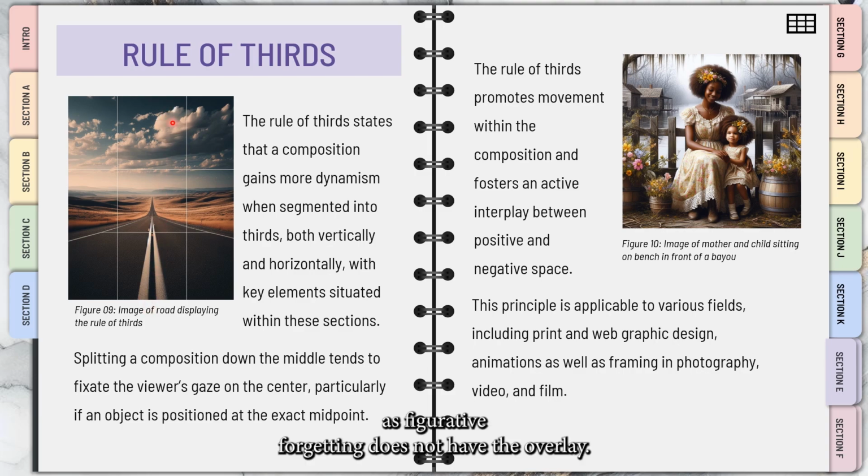As well as Figure 10. Figure 10 does not have the overlay of the rule of thirds. However, you can see it in the image. This image is of a woman and her child sitting on a bench in front of a bayou. So let's imagine that the rule of thirds overlay is over this picture as well. Here, here, here, and I'll say about here. So when you look at this image, where do your eyes focus? It focuses directly on the mother and the child.